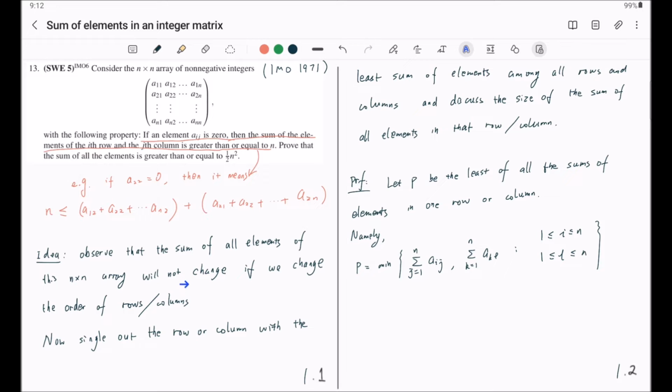And now, because the sum is independent of the order of rows and columns, without loss of generality, we may assume that the sum of the elements in the first row is P, i.e. the sum of a sub 1j, where j is from 1 to n, is equal to P. Otherwise, we'll just move that row or column by changing the order of rows or columns.